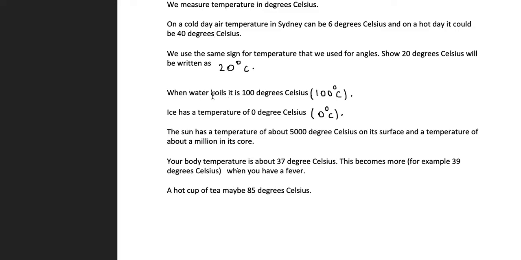Here are some examples to have an idea of what the temperature is like on different occasions. Water, when it boils, is 100 degrees Celsius, and when water freezes and turns into ice, its temperature is 0 degrees C. So ice is 0 degrees C, and boiling water is 100 degrees C.